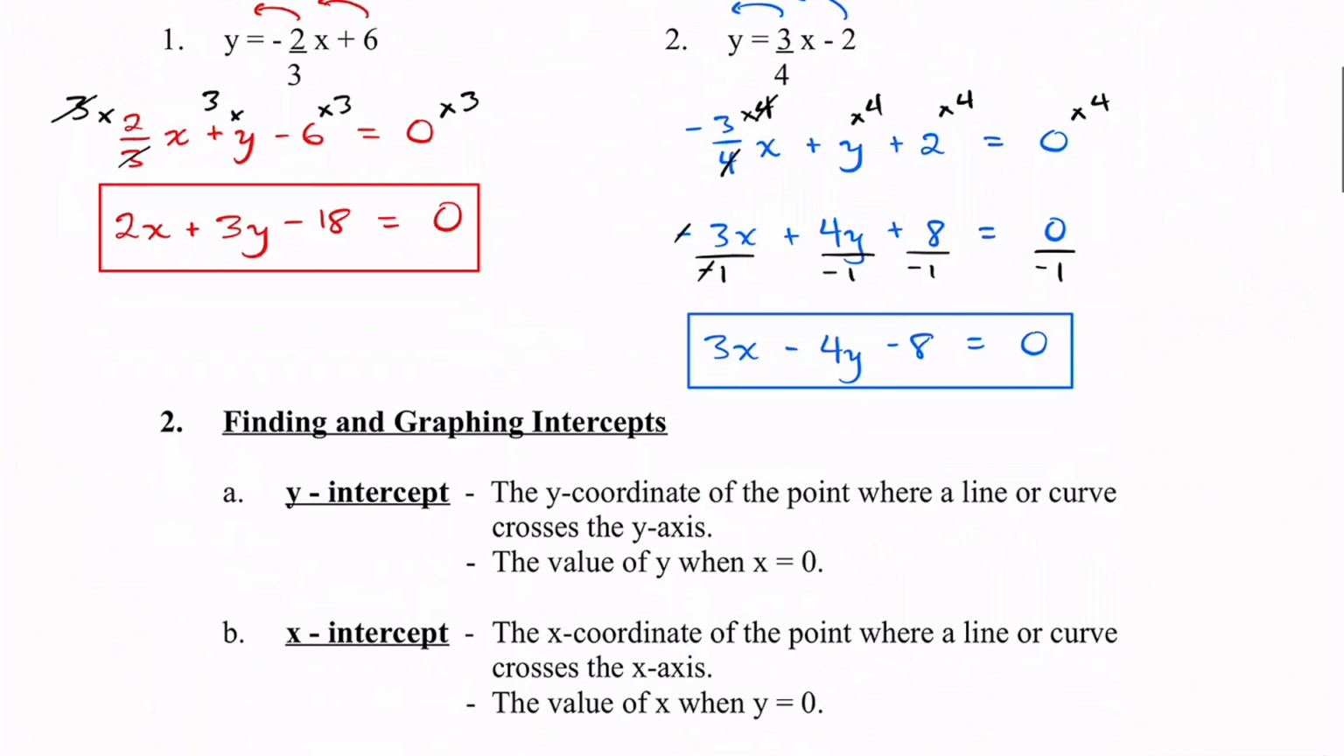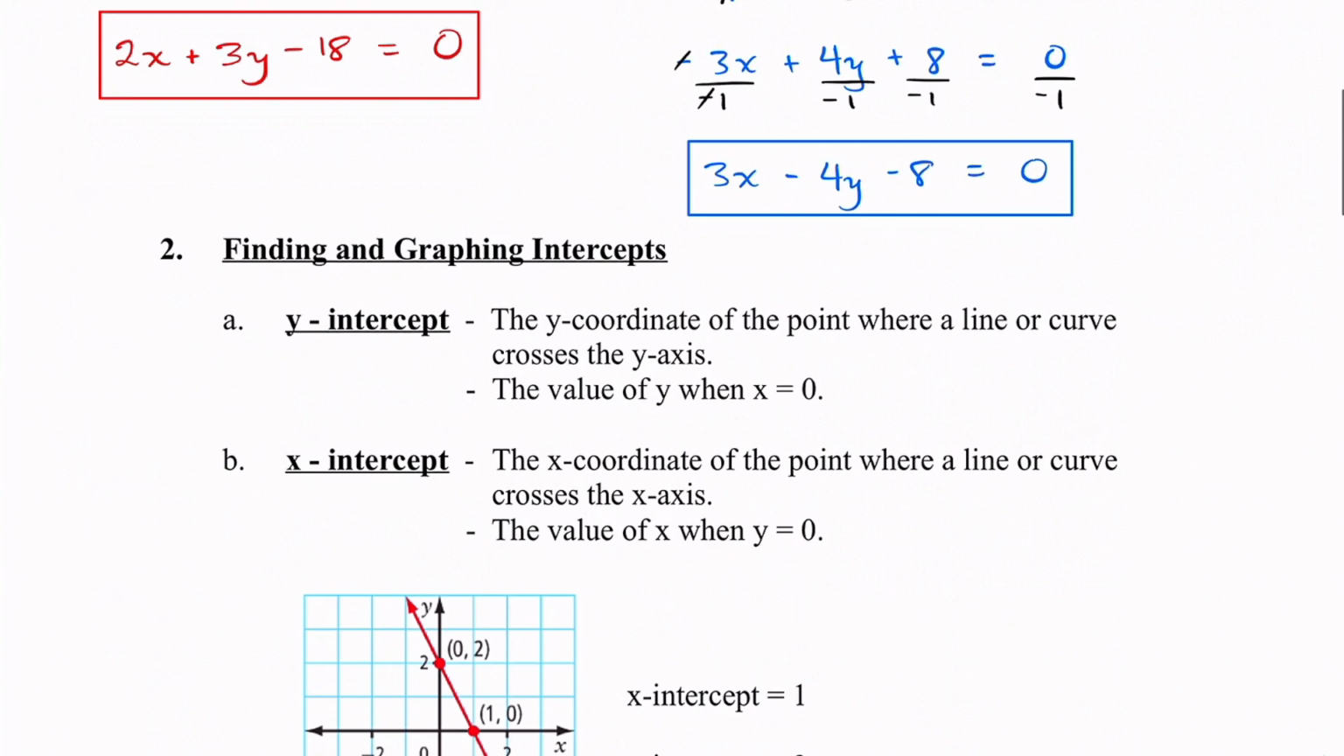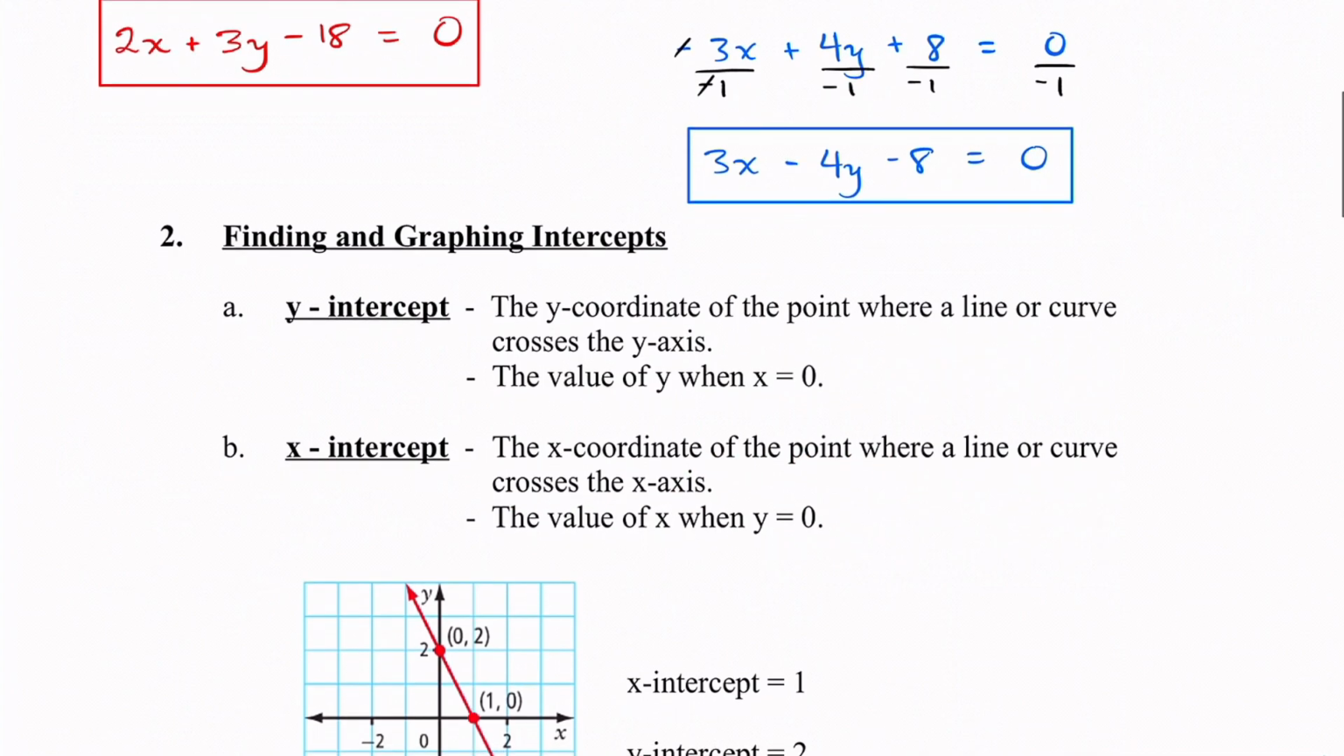Moving to the next thing here now, it says finding and graphing intercepts. So we've seen y-intercepts before and how to calculate those, but it says the y-intercept is the y-coordinate of the point where a line or curve crosses the y-axis. So it's basically wherever it crosses on your y-axis. So this right here would be the y-intercept. And similarly, the x-intercept is the x-coordinate of the point where a line or curve crosses the x-axis. So that is where it crosses on the x-axis, so that would be that point right there.